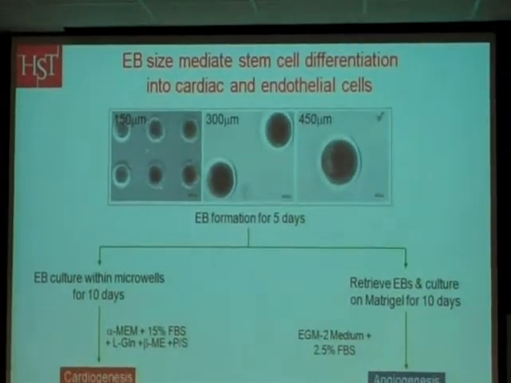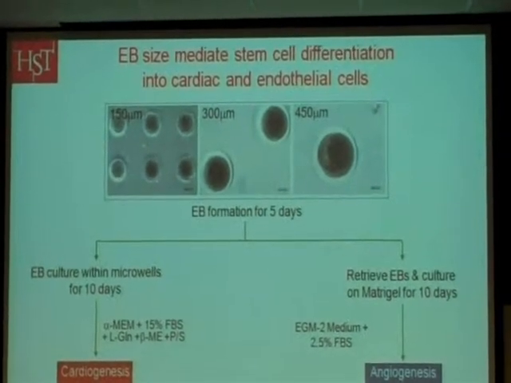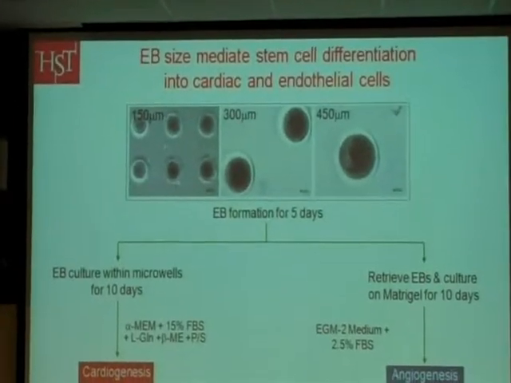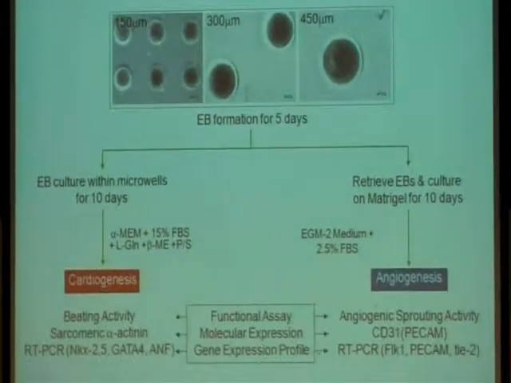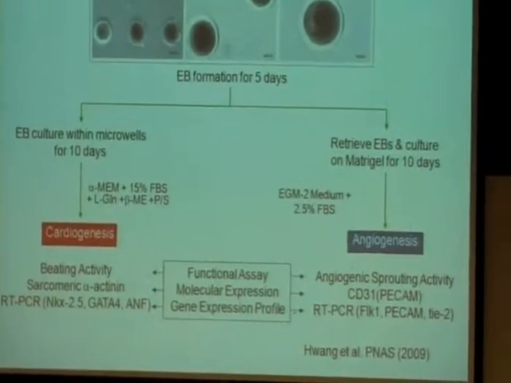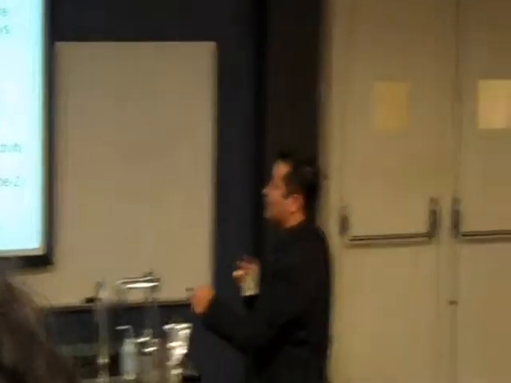And then you can start asking questions about how the size of these aggregates actually affects the differentiation of the cells. Because of course you want to take the cells and make the cell types that you want, and not just get all kinds of random things coming out of these differentiating cells. So we've been interested in asking questions.